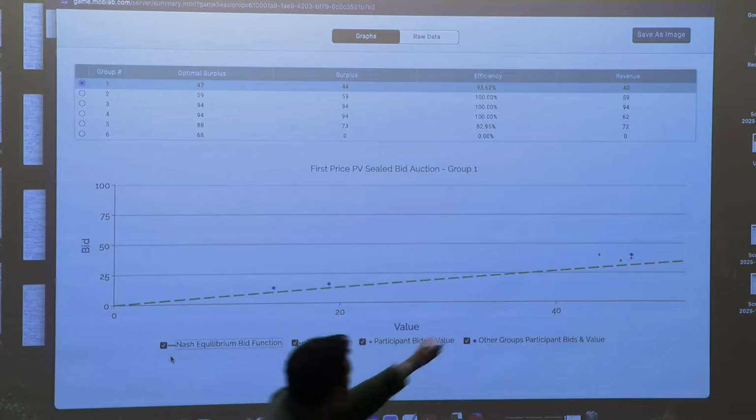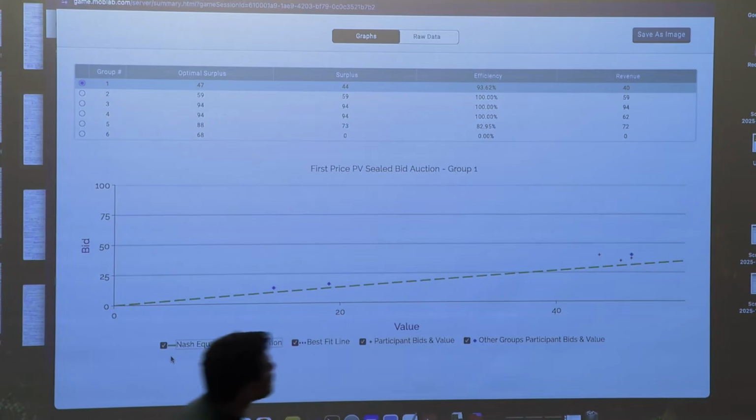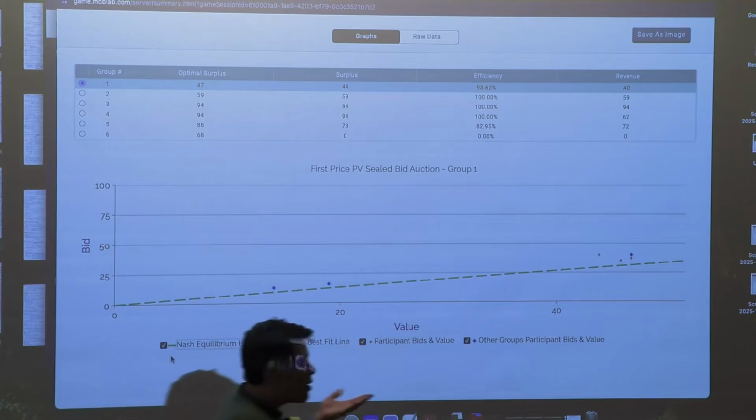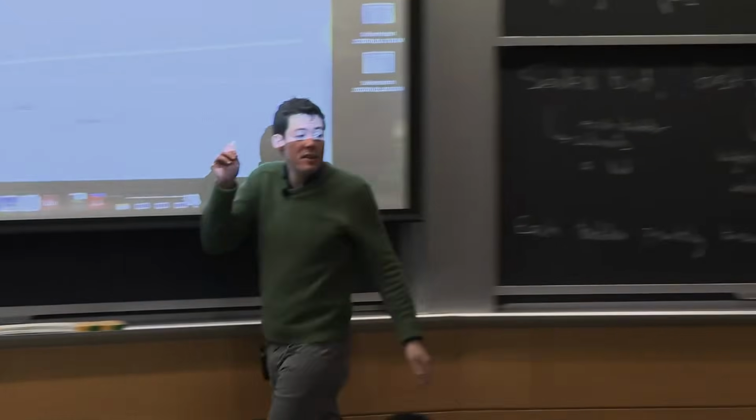And then we can see what the revenue was for the auctioneer. So another way of saying, in this case, what is the revenue? Well, the winning bidder pays their bid. So the revenue is exactly the winning bid.